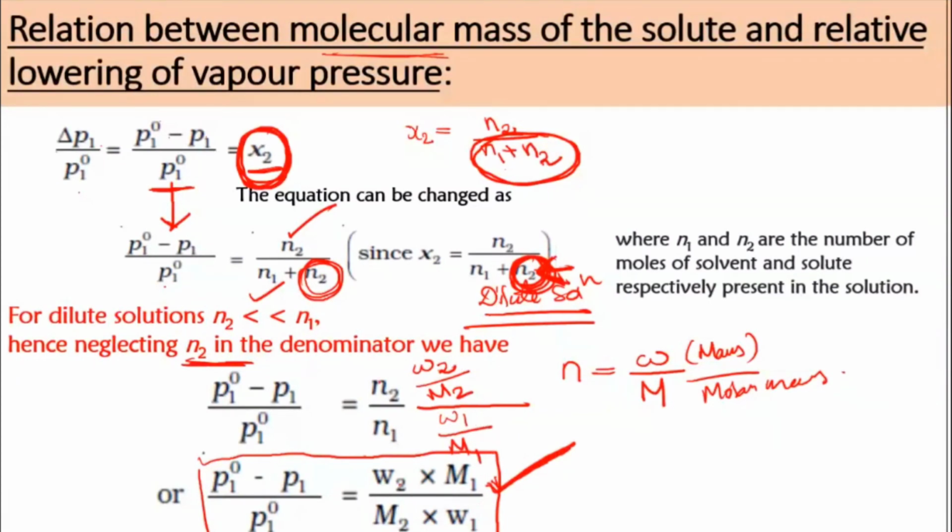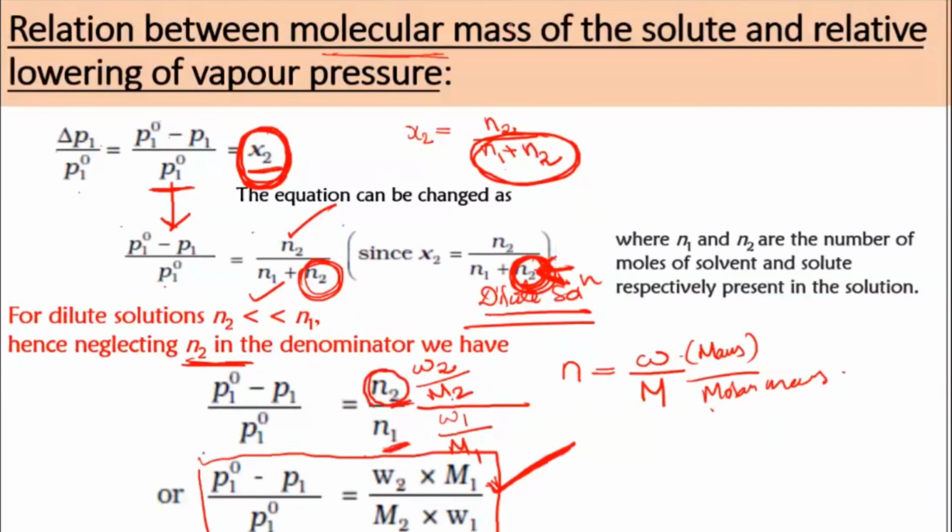You got how we have arrived at this final equation. I have just changed over here. N is nothing but number of moles, and moles is nothing but mass by molar mass. For the second one, that is for the solute, I have written W2 by M2, and 1 is for the solvent, so W1 by M1. I have just rearranged them, and then finally you end up getting this equation.